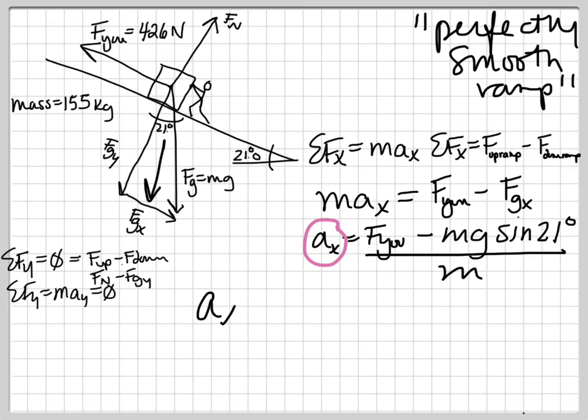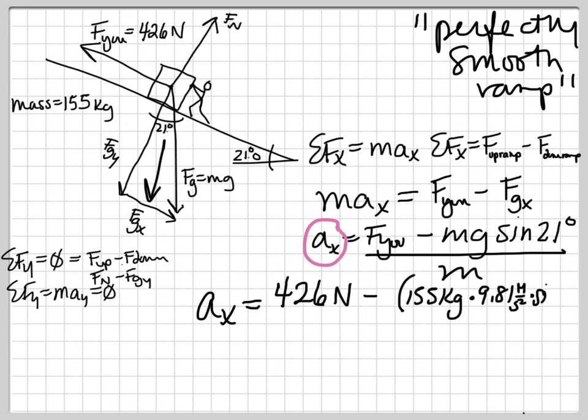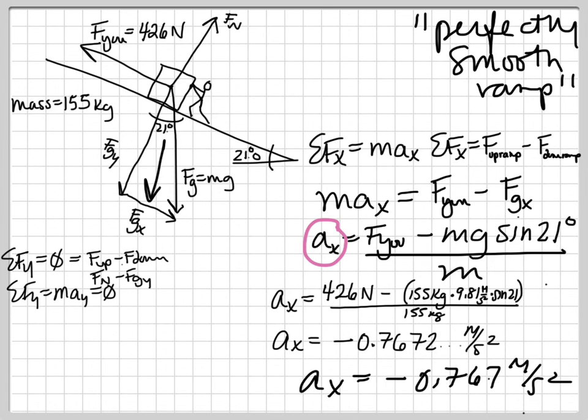So now we have acceleration on the x-axis is equal to 426 newtons minus, and I don't know the answer to this, I don't know if you're winning or not, minus 155 kilograms times 9.81 meters per second squared times sine 21, the whole thing divided by 155 kilograms. I'll pause the video to give you a chance to calculate it and give me a chance to calculate it. Okay, so we've got an answer.